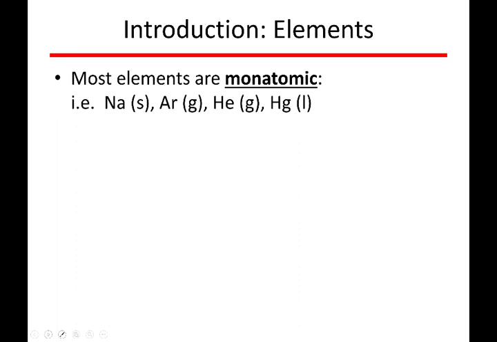Same thing goes for argon gas. That's a gas that is composed of single argon atoms. Same goes with helium and mercury. We contrast that with certain elements which are diatomic in nature. And for a diatomic element, what we have is an element that is composed of two atoms.